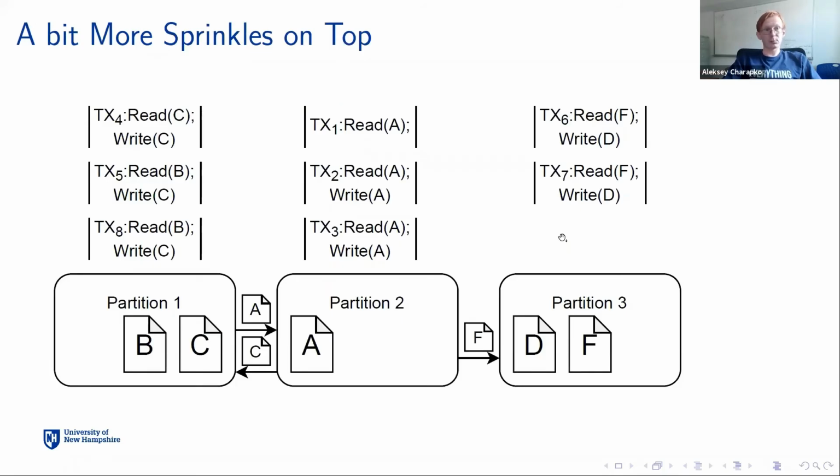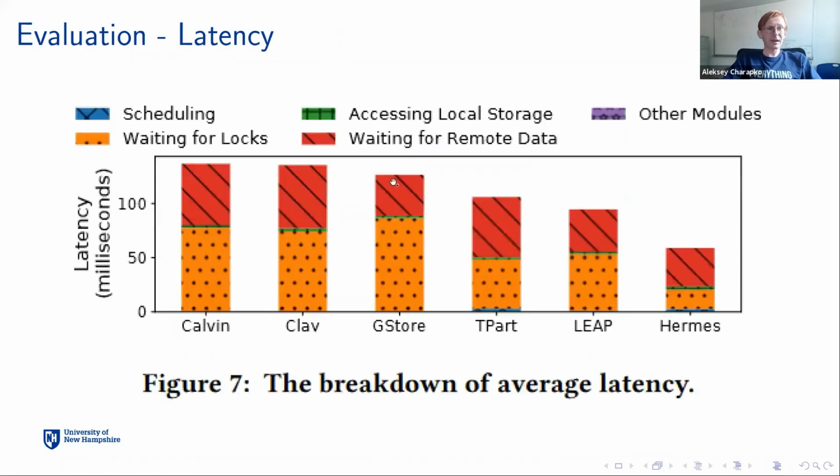That's kind of the protocol in a nutshell. Now I do want to talk about the evaluation and a few points that were interesting to me, right?